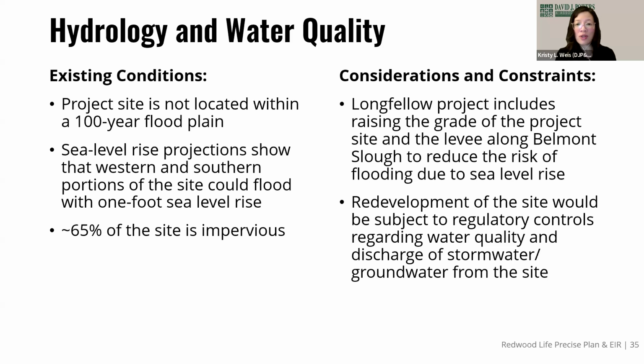For constraints, redevelopment of the site could alter the site's existing drainage and disturb the soil with the replacement of paving and new development. This could result in soil erosion and affect runoff water quality during construction and operation. The proposed Longfellow project includes design features to reduce flooding risk on site due to sea level rise, such as raising the entire grade of the project site and the levee along Belmont Slough.